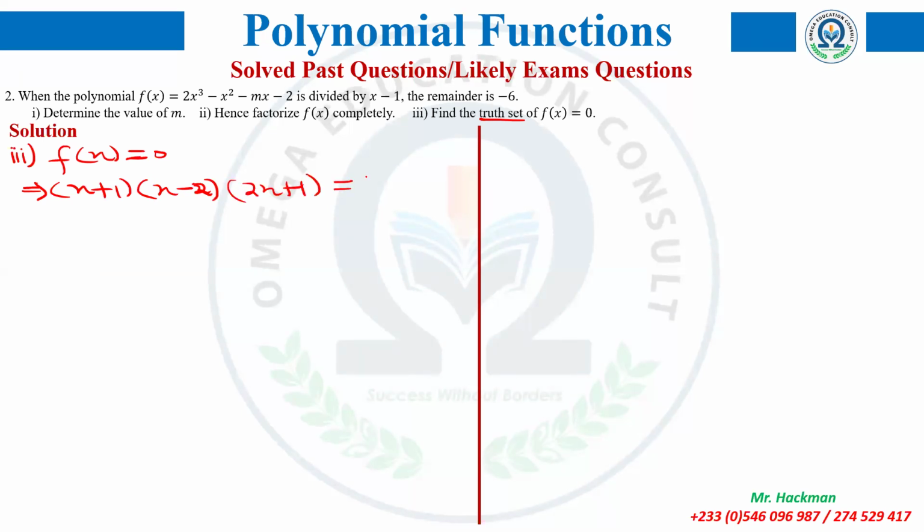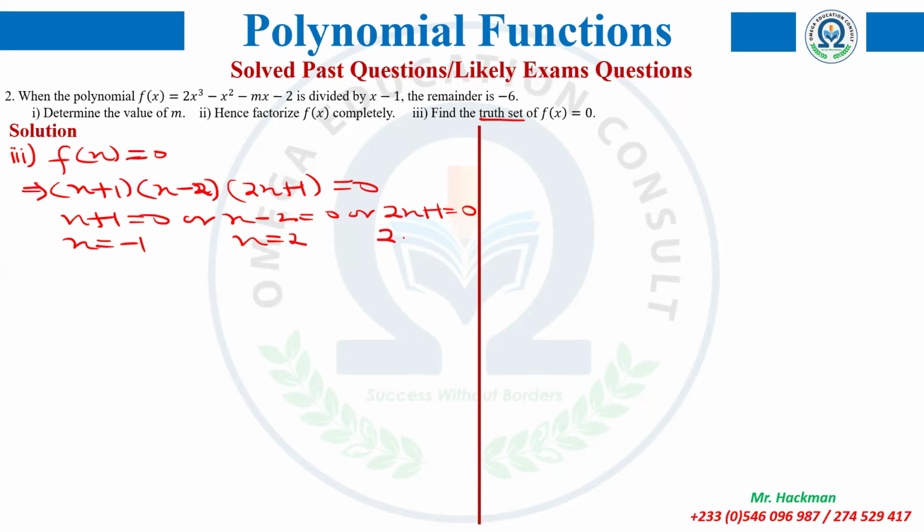Okay, so it's equal to 0. So you set each of the factors to 0. So x plus 1 is equal to 0, or x minus 2 is equal to 0, or 2x plus 1 is equal to 0. You solve for x in each case. So x will be equal to negative 1 here, x will be equal to 2 here.